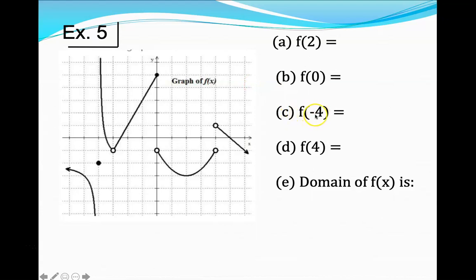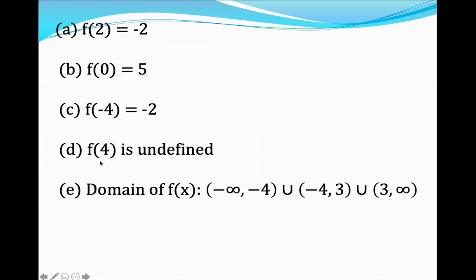Part C, f of negative 4. 1, 2, 3, 4. Oh, I see this thing going on forever like an asymptote. That's no good. This goes down. It's an asymptote. That's no good. Oh, dot. That's what I'm looking for. So at negative 4, I got a dot with a y-coordinate of negative 2. So f of negative 4 is negative 2.